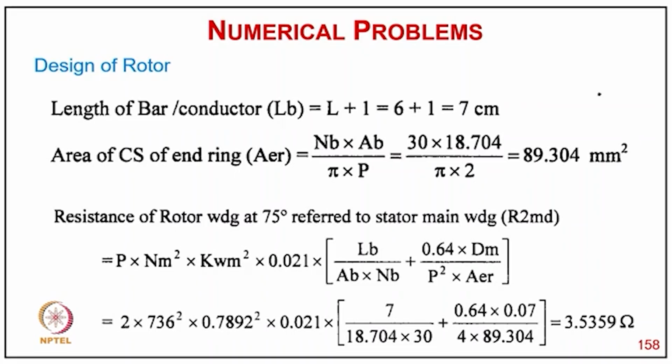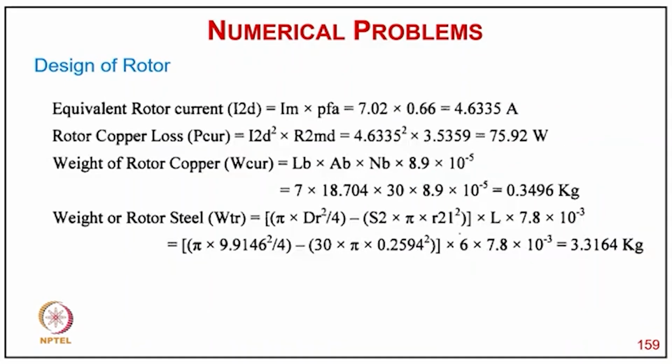Resistance of the rotor winding at 75 degrees, referred to the main winding, is P into MI square KWM square into resistivity 0.021 in bracket LB upon AB into LB plus 0.64 dm upon P square DER. Putting in the values, it comes to 3.5359 ohm, and equivalent rotor current ID, that is IM into PFA, comes to 4.6335.